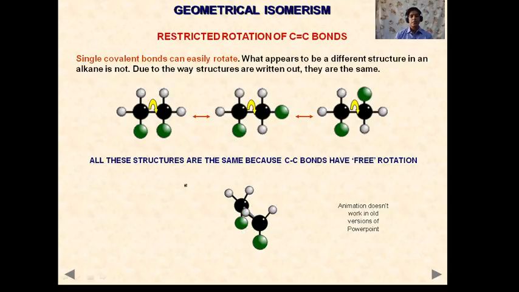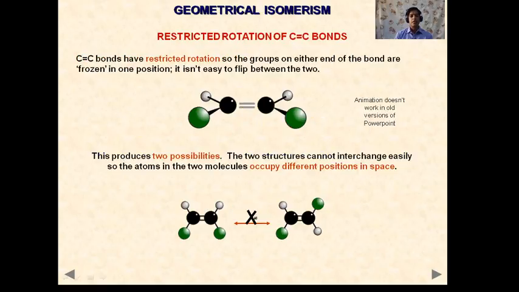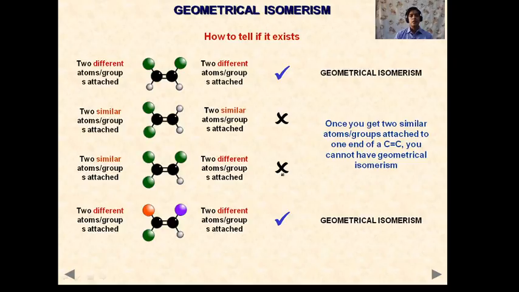Through this animation we can see there is free rotation when there is a single bond between two carbon atoms, and when there is a double bond, there is restricted rotation. Here we can understand there is a restricted rotation. The compound cannot perform free rotation. That is why two positions are there, which are cis and trans. So in these two situations, geometrical isomers are not possible.